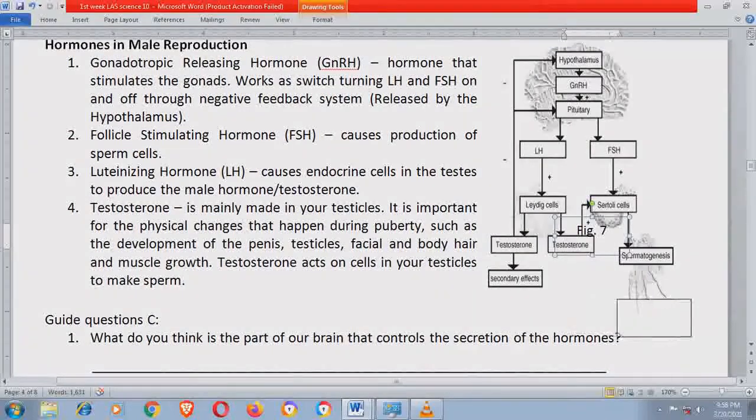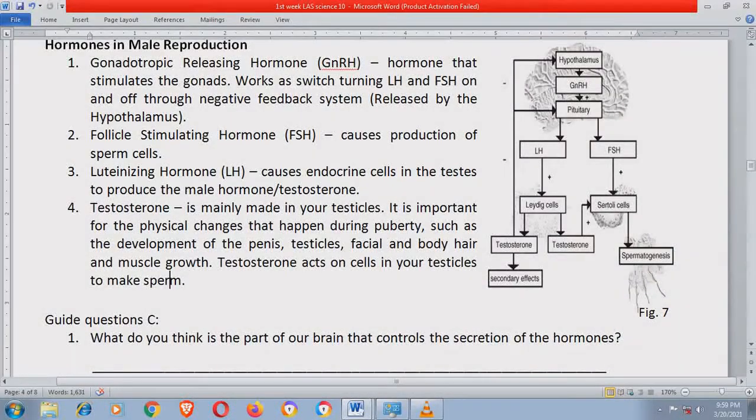Diba kanina ang testosterone ay ang pagbabago o pagkakaroon ng secondary sex characteristics, no? Nagbabago ang katawan ng mga lalaki. Now, testosterone is mainly made in your testicle or in testis. It is important for the physical changes that happen during puberty, such as the development of the penis, testicle, facial, and body hair and muscle growth. Testosterone acts on your cells in your testicles to make sperm.